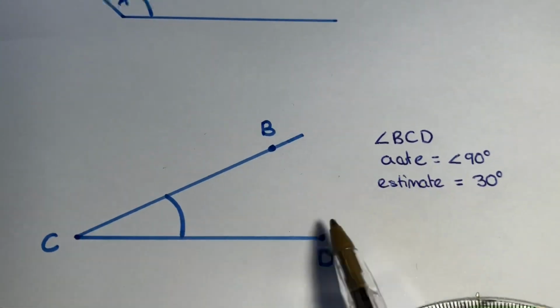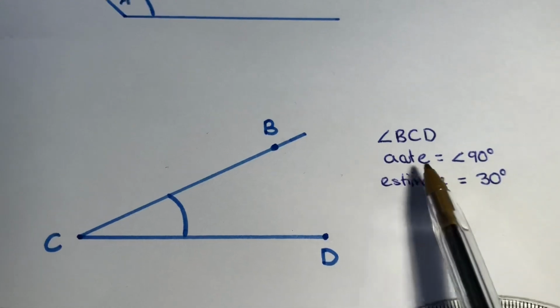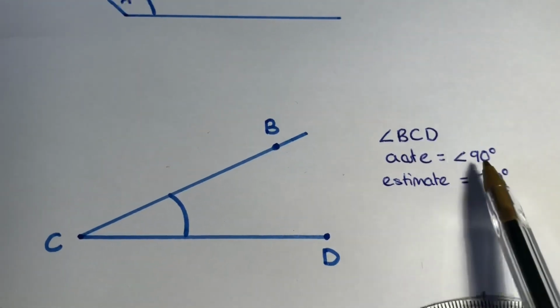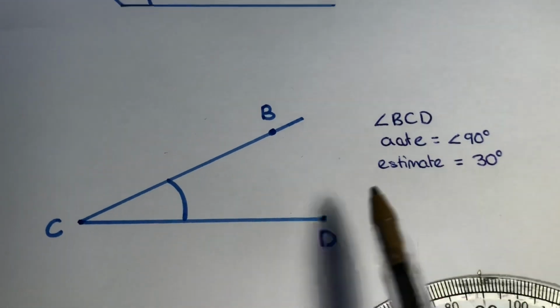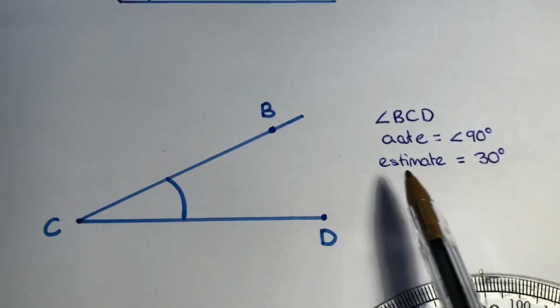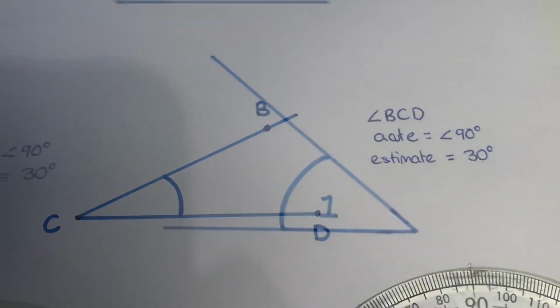Now looking at this, we can see that it is much smaller than a right angle, so it's an acute angle, and we know that that means it has to be less than 90 degrees. And taking a good look at it, my estimate, which of course is just an approximation, is that it might be around something like 30 degrees.